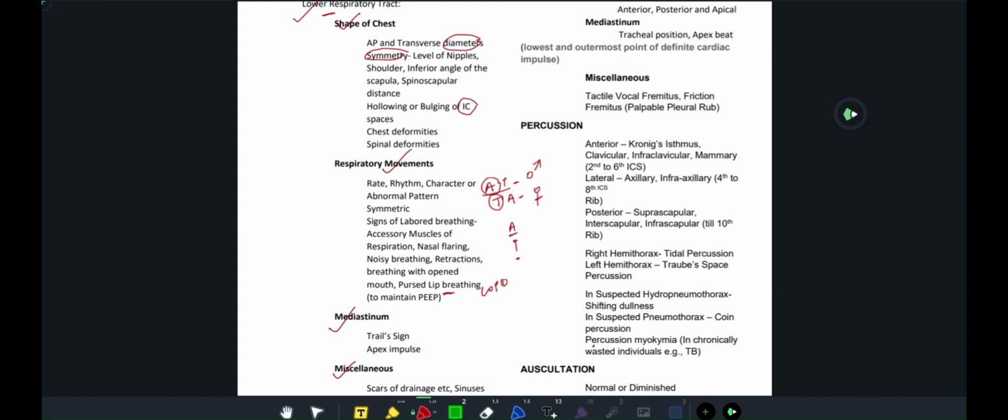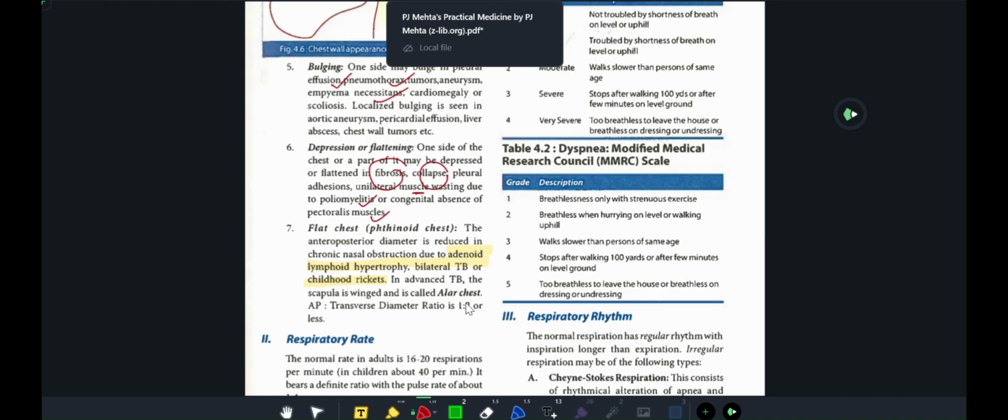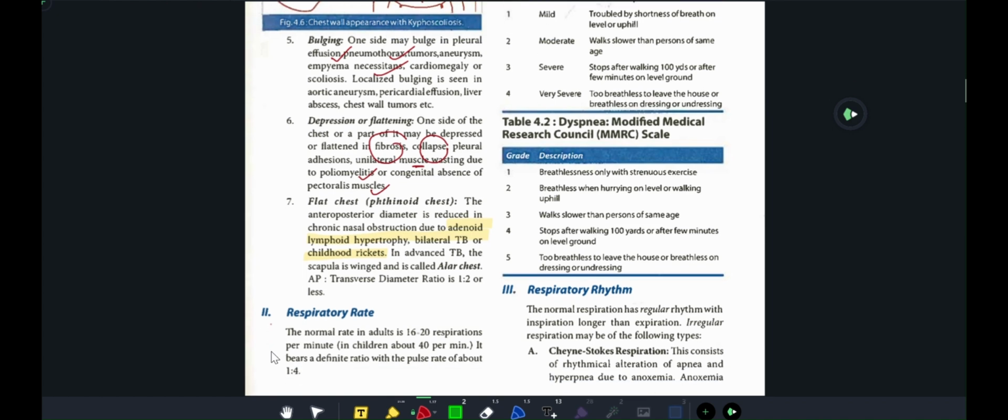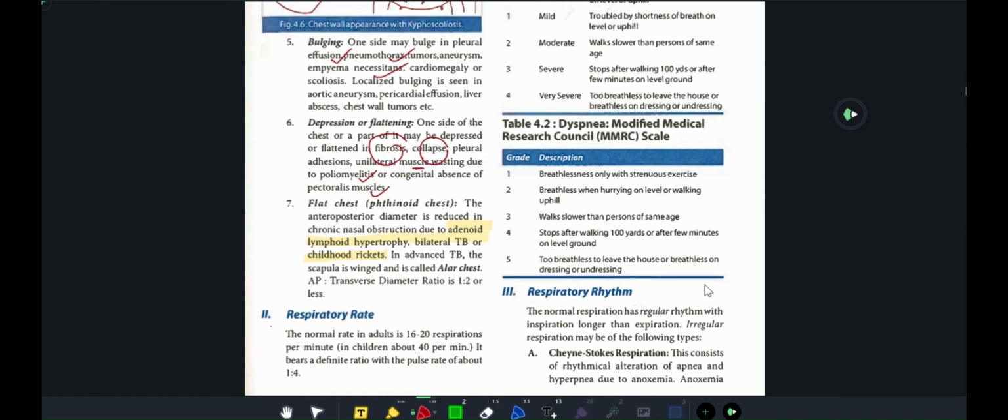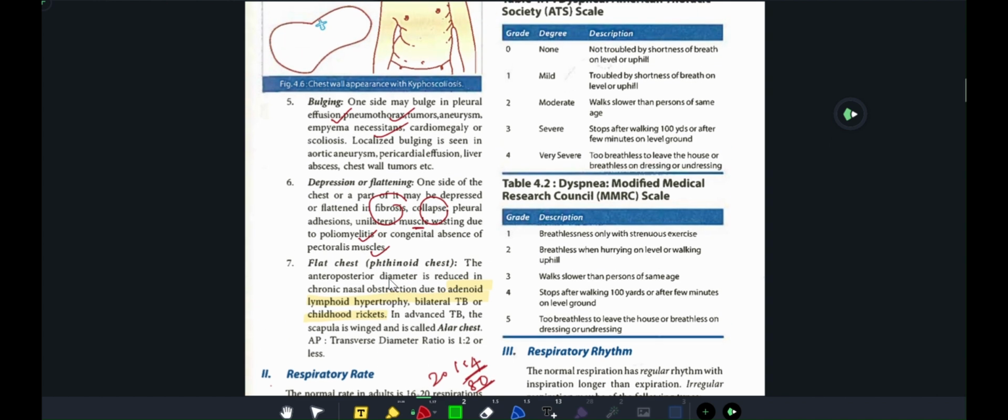Let's go back and just check the book again. So here, respiratory rate, we know the normal rate has to be 16 to 20 breaths per minute, and anything which is more than that is abnormal. Remember that our respiratory rate is up to 20, and our heart rate goes from 60 to 100 beats per minute. So if I take it as 80, it is a 1 to 4 ratio. So this ratio has to be maintained. Anytime the respiratory rate increases, the ratio will also alter.